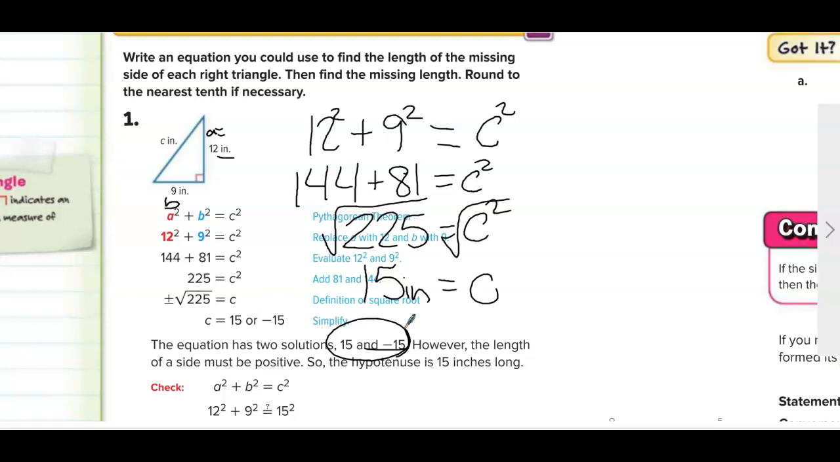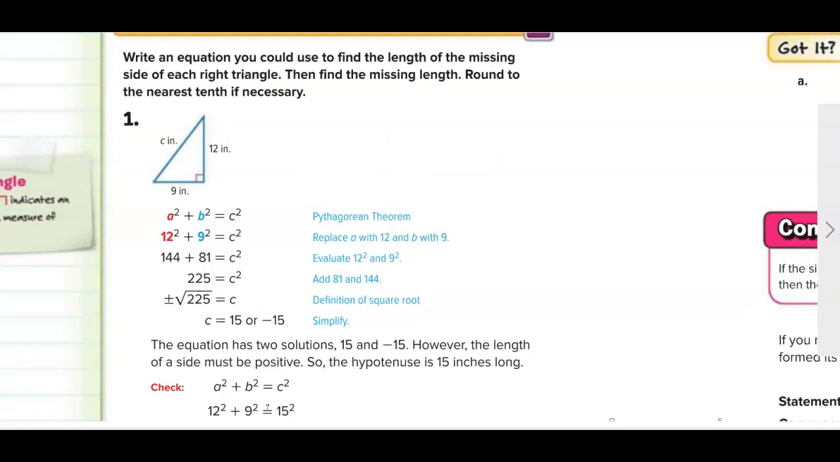But when we're talking about lengths of stuff, can it be negative? No, so we're always going to use the positive answer. But it's important to know that when you take the square root of something, technically you get two different answers, but then you have to pick which one makes sense. That one makes sense. Questions on that part? No. Okay.